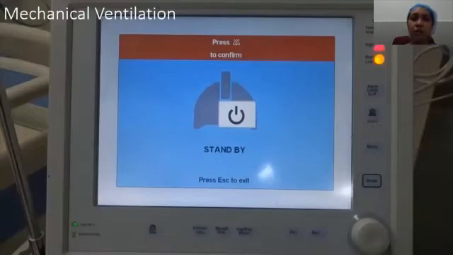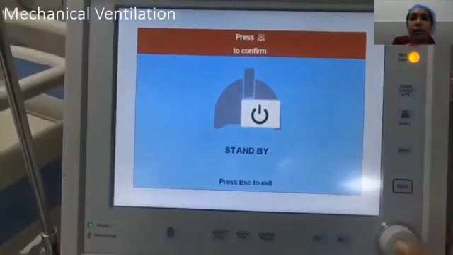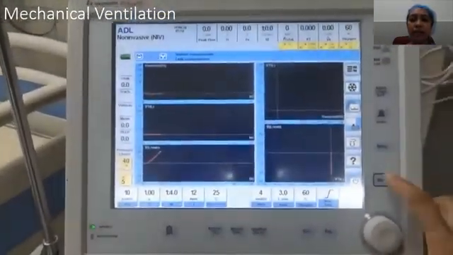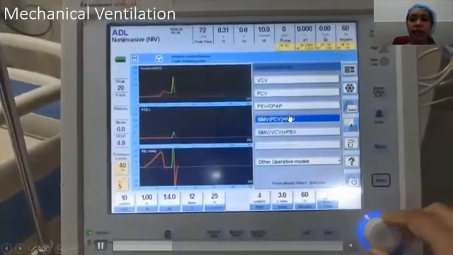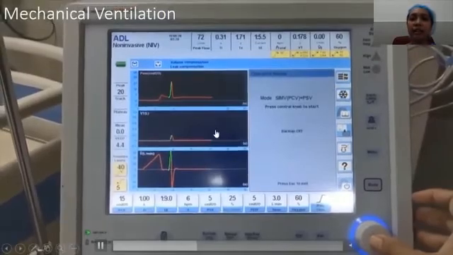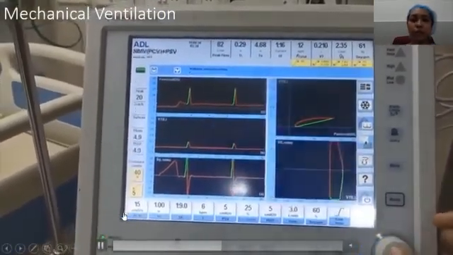Once a patient is intubated, the mode usually selected is the SIMV, or the synchronized intermittent mandatory ventilation mode. Here, the mode is being selected. The mode button is pressed and then the SIMV PSV mode is selected. Once this is selected, there will be a range of settings we need to do.